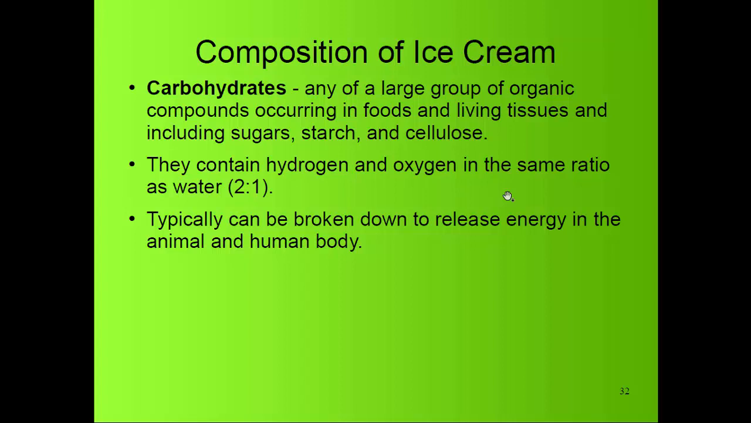Carbohydrates contain hydrogen and oxygen in the same ratio as water. So there's two hydrogen to every oxygen. And typically they can be broken down to release energy in animals and humans. So, for instance, if you're on a sports team and you need a quick energy boost, maybe you'll eat a chocolate bar, right? So your body can quickly break it down into energy.